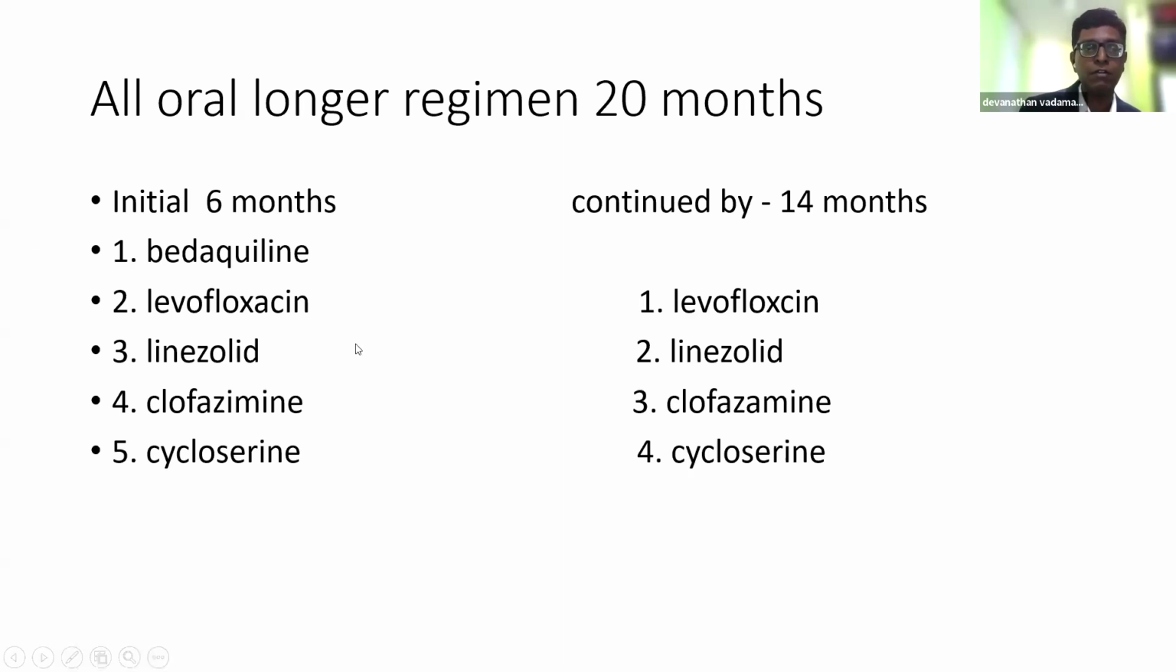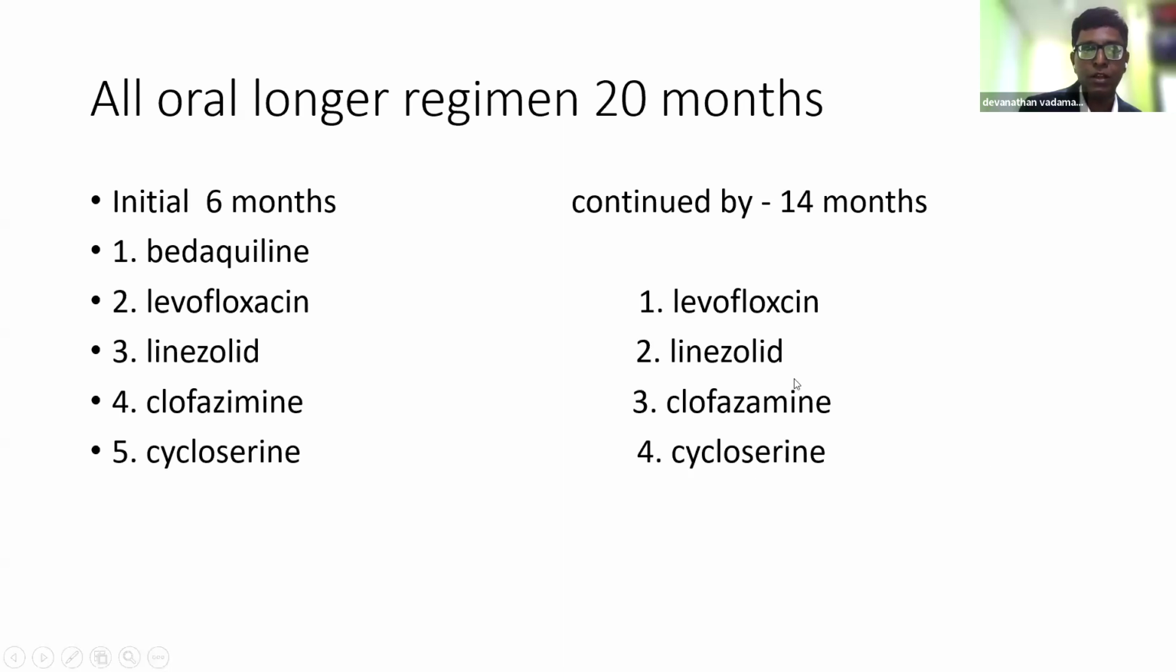For the first 6 months we give bedaquiline, levofloxacin, linezolid, LL you remember, and clofazimine and cycloserine, CC. Bedaquiline is the newer drug; levofloxacin and linezolid are the older drugs. 2LL, 2CC, easy to remember. With these 5 drugs we form the regimen for 6 months. After 6 months, bedaquiline will get over. Levofloxacin, linezolid, clofazimine and cycloserine we continue for 14 months. So 6 plus 14, 20 months, the regimen is over.